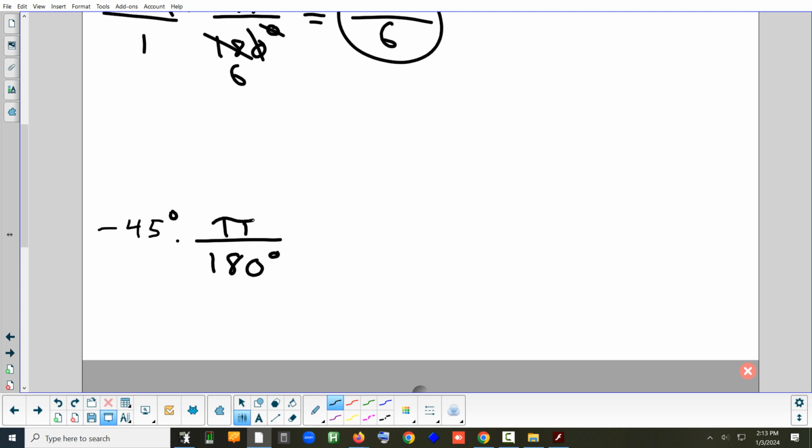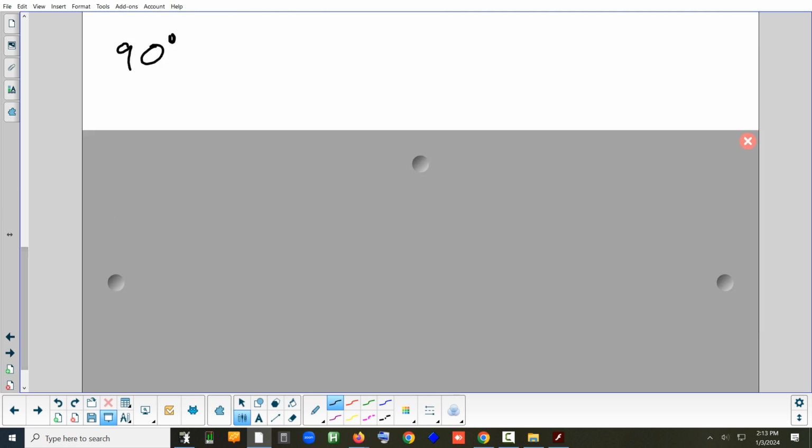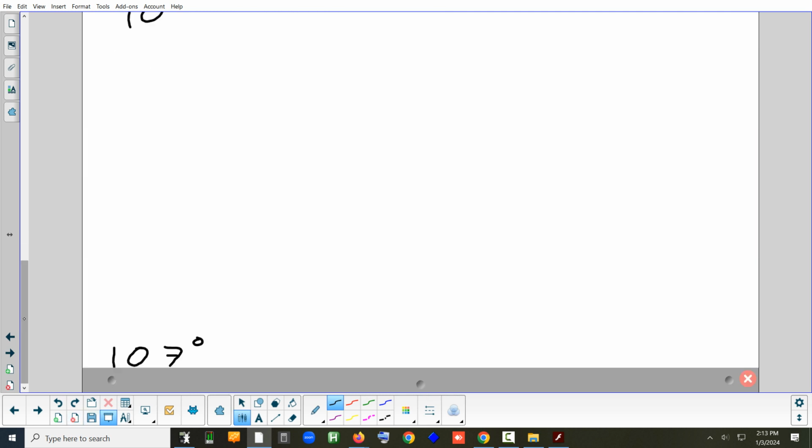What is the pi? It's radians. We don't write it. It's invisible, but that is pi radians. We will use 3.14 sometime. I think I have a problem where they ask you to round. I'll make one.